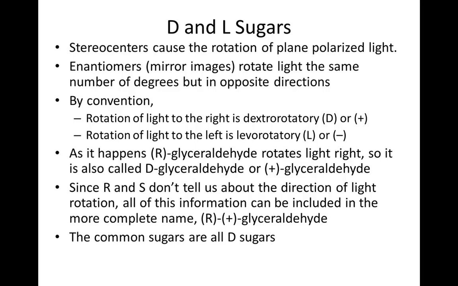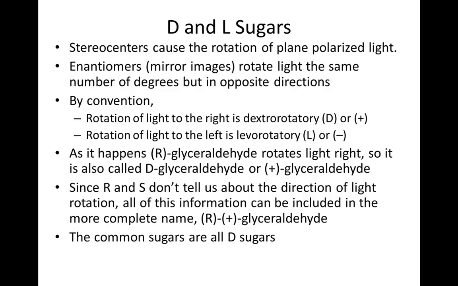If the molecule rotates the light to the right, it's called dextrorotatory, and we use a D or a plus sign for that. If it rotates it to the left, then it's levorotatory, and we use an L or a minus sign for that. These things are not intrinsically related to the nomenclature. The direction of the rotation of the light and the R/S nomenclature are derived from completely different methods.